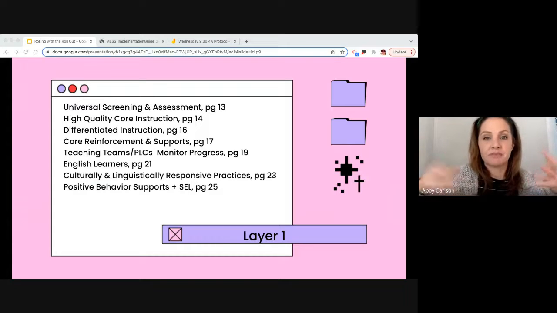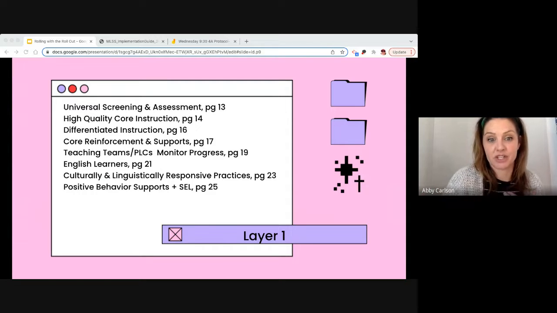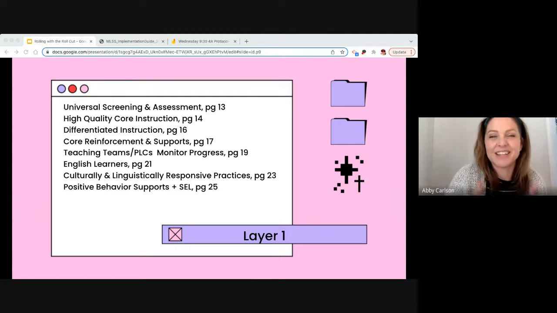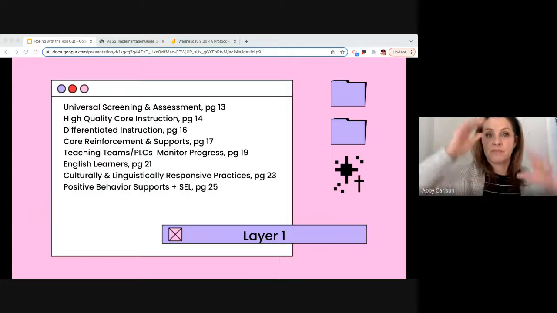Now, perhaps you're interested in, well, what does differentiated instruction look like? That's on page 16 of the implementation guide. Okay, what about teaching teams or PLCs? How do they monitor progress? That's on page 19. If you want to know more about culturally and linguistically responsive practices, that's on page 23. You're just going to choose one of these eight indicators to dive a little bit deeper on.